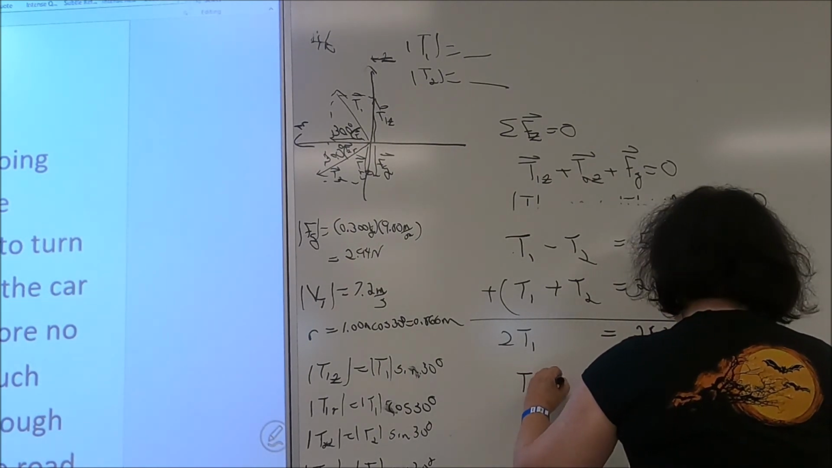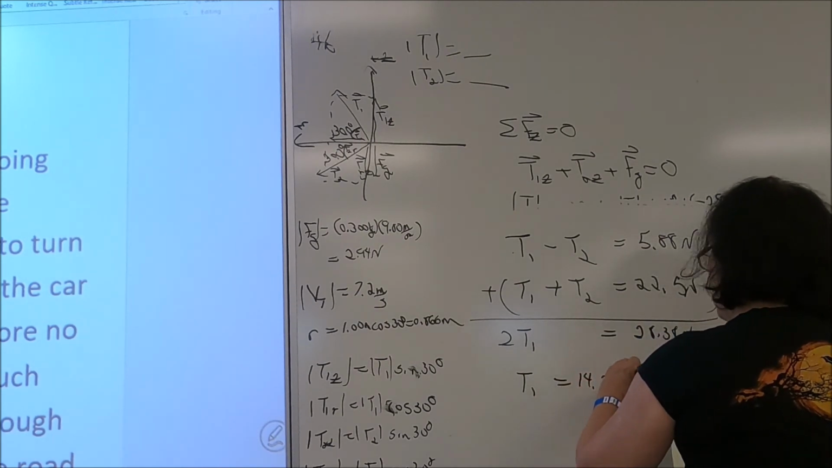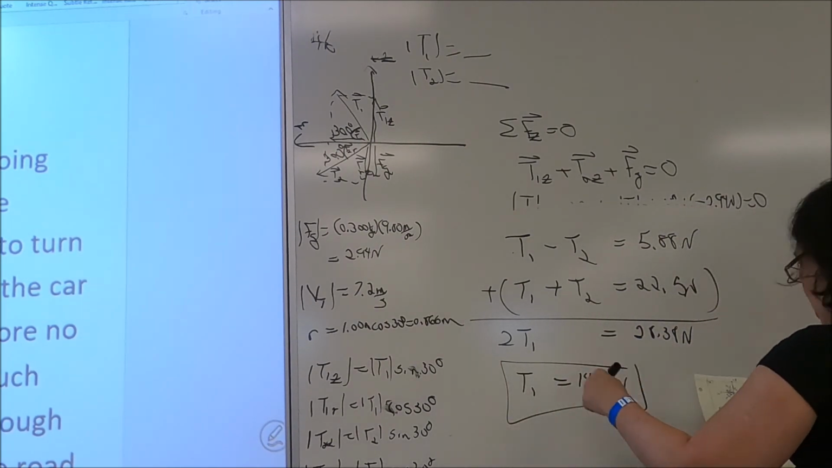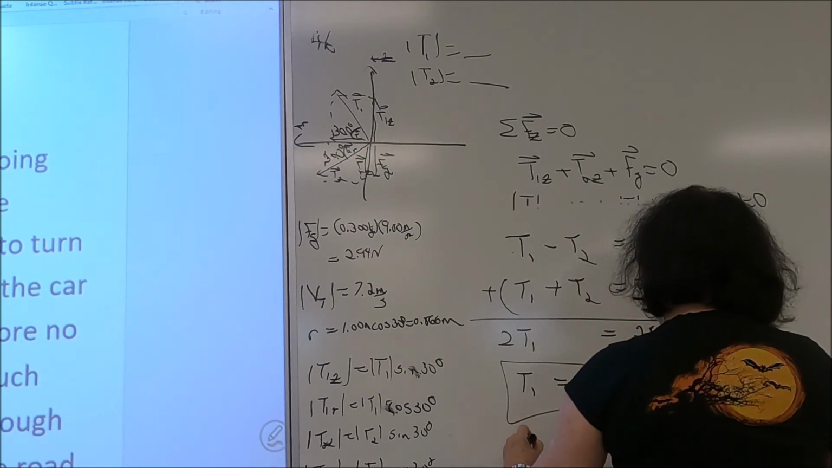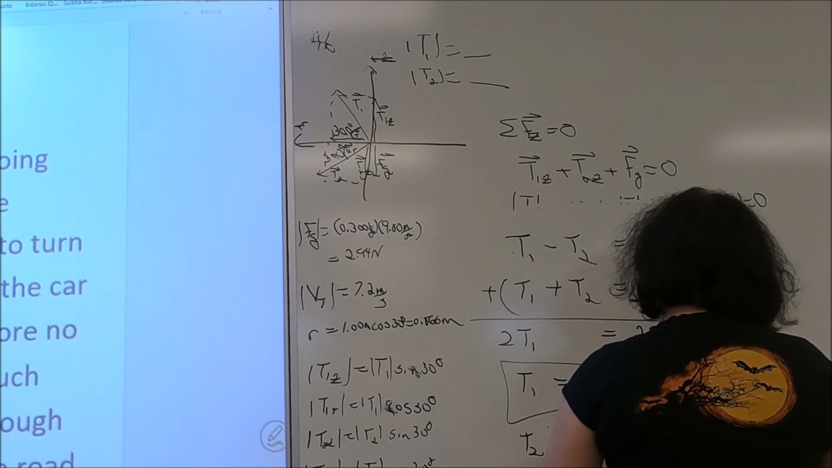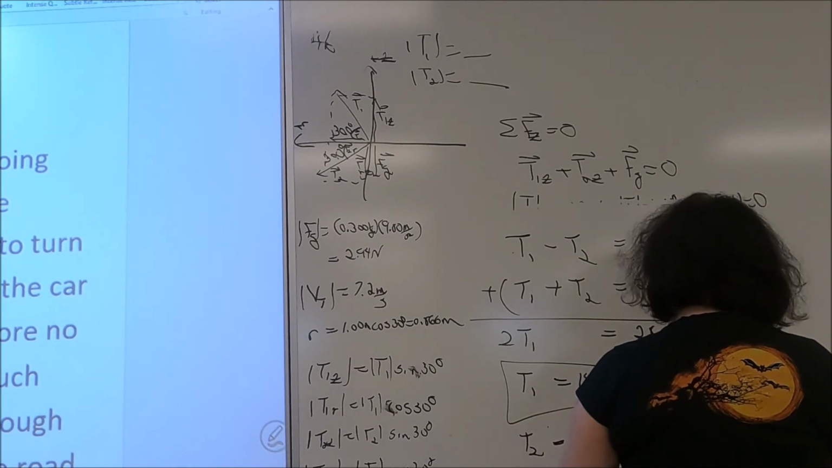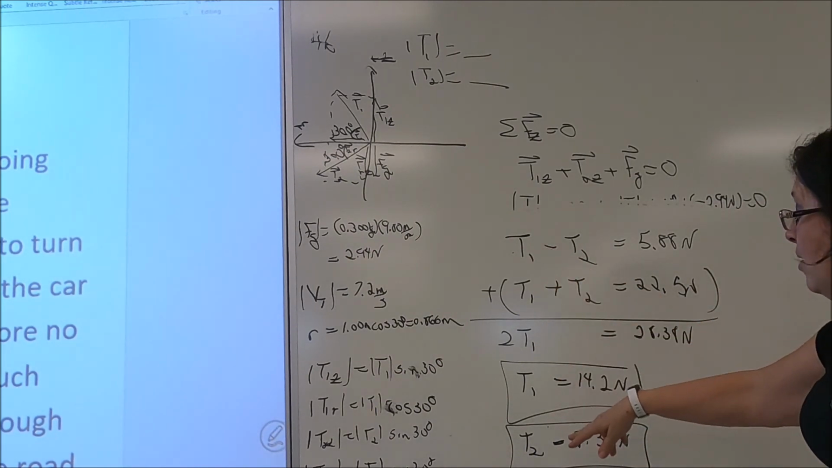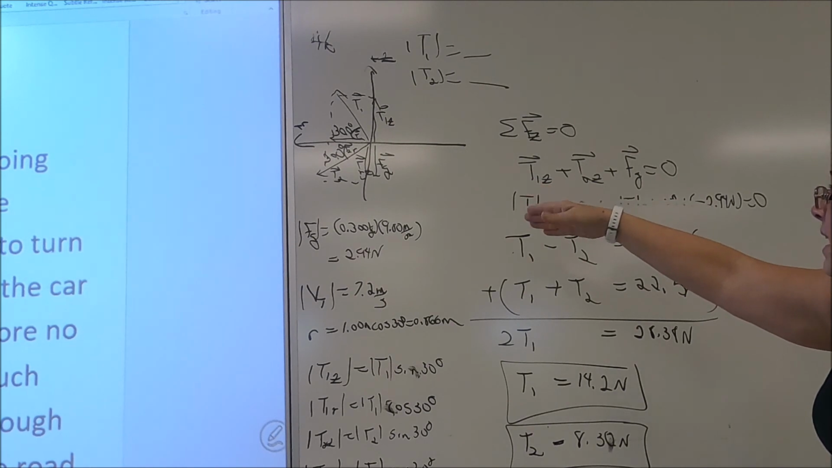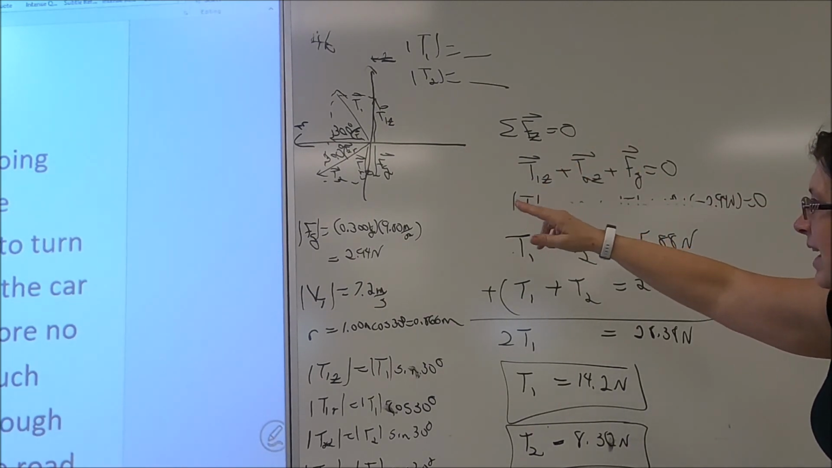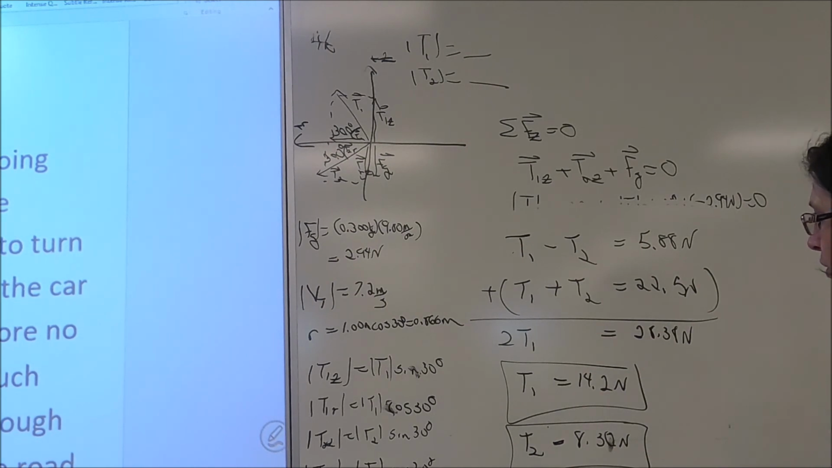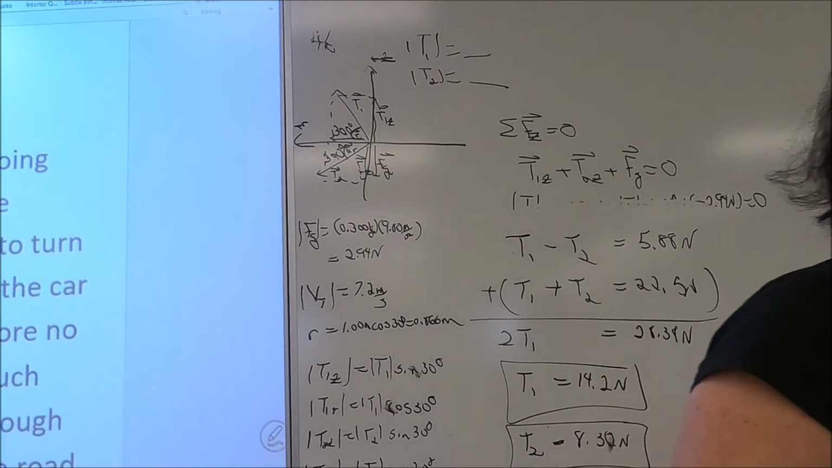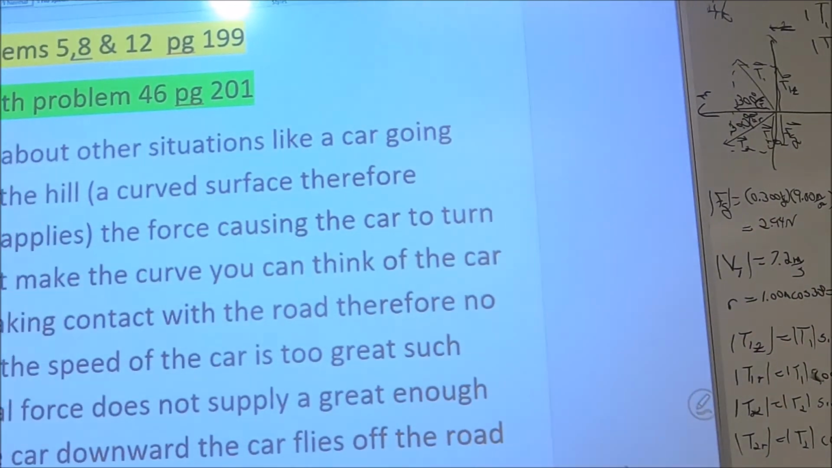Okay, if I solve for T1, I get 14.2 newtons. And then I go back and substitute into either one of those, I get T2 is equal to 8.30 newtons. Now it makes sense that T1 is greater than T2 because T1 in the z direction not only is working against T2, but it's working against the force due to gravity. So I really like this problem and I wanted you guys to see it. Okay? Now, let's move on.